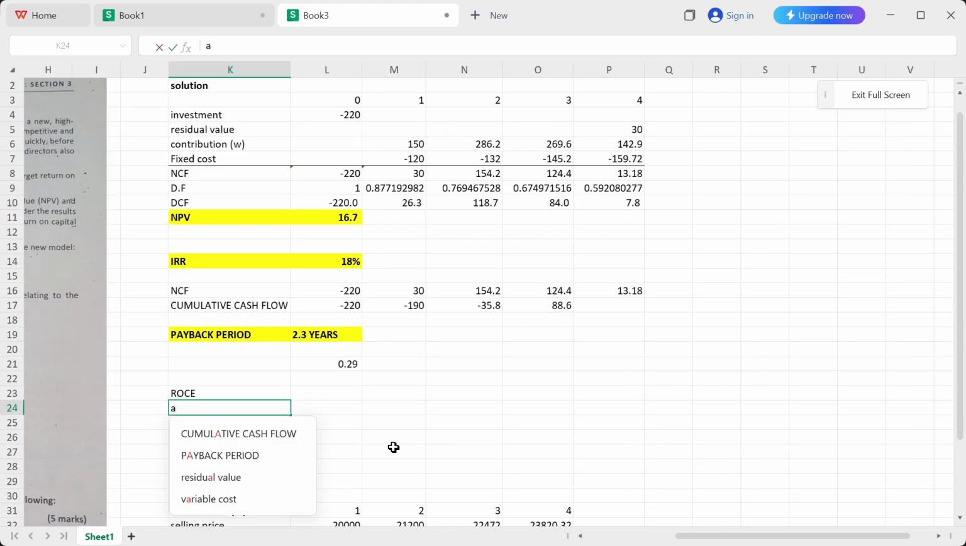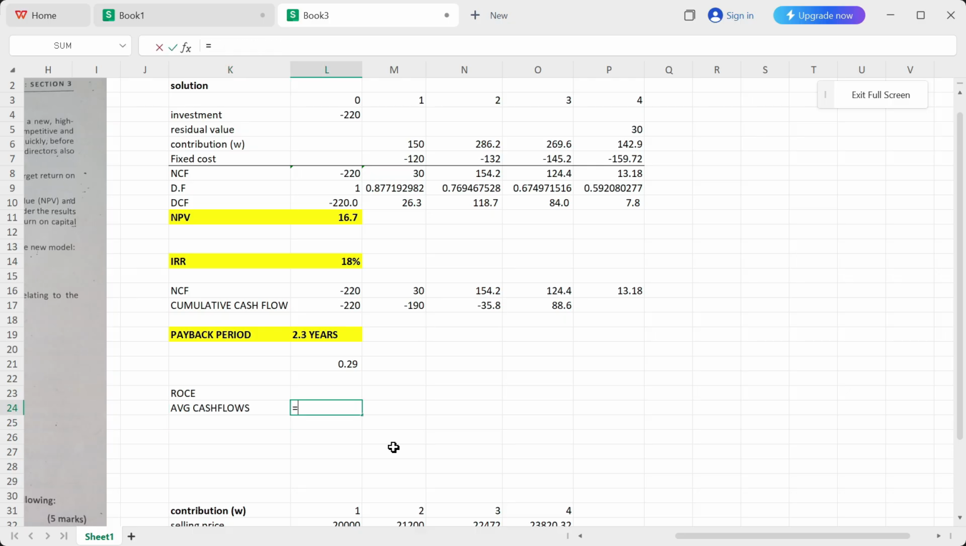So the first thing that I'm going to calculate is my average cash flows. For average cash flows, you have to select the net cash flows, add them together and divide by the number of years. The number of years, you can see, is 4. So I'm going to take the net cash flows of 4 years, add them together and divide by 4. That's how I'm going to get my average cash flow. So let's do that.